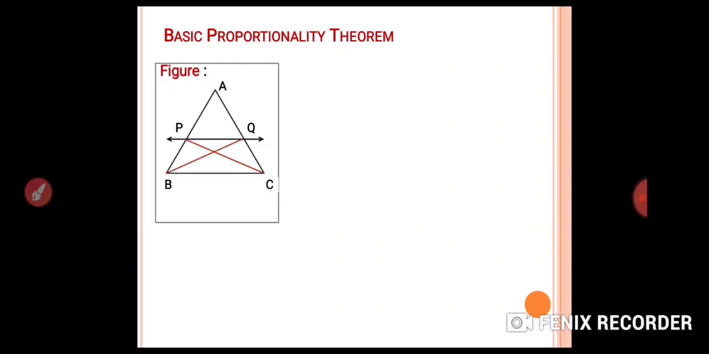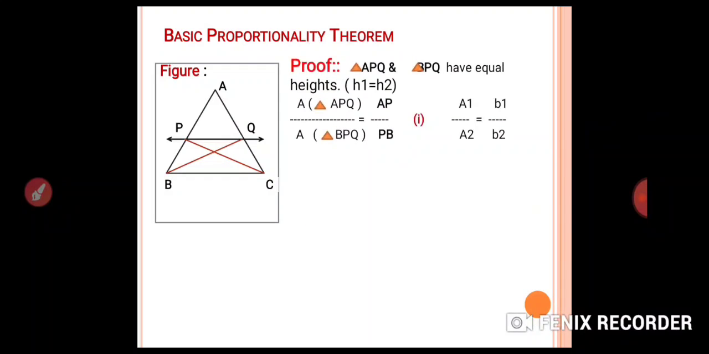Let us study about the proof. Here is a figure, triangle ABC, PQ parallel to BC. So start the proof. In the triangle, observe the figure. There are two triangles, that is triangle APQ and triangle BPQ. By observing these two triangles, we see there is a common vertex, that is Q. So in a triangle, when the vertex is common, these two triangles have the same height. So triangle APQ and triangle BPQ have the same height.